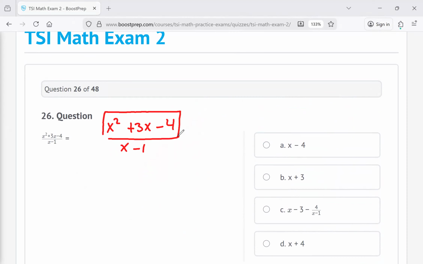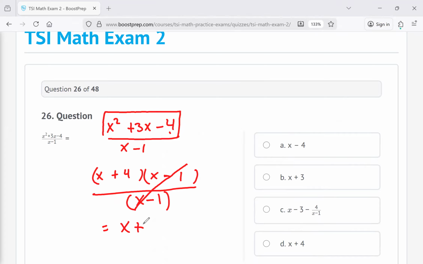So let's look at the top. You can factor this out nicely. This factors out as (x, x), and then what two numbers multiply to -4 and when added give you +3? I'm going to use +4 and -1. And then on the bottom, it's just x minus 1, and then x minus 1 cancels. You're left with x plus 1. D.